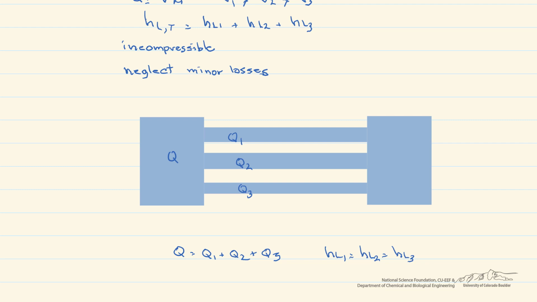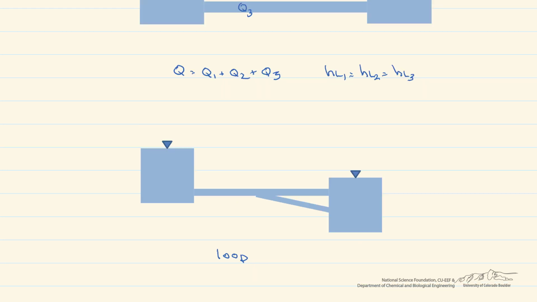Finally, we have what is known as a loop, as shown here. Again, we have a Q1 that comes here and divides into Q2 and Q3, so our Q1 is going to be equal to Q2 plus Q3. Don't ever make the assumption that Q2 equals Q3. Occasionally it will, but there has to be something in the problem statement that tells you that.